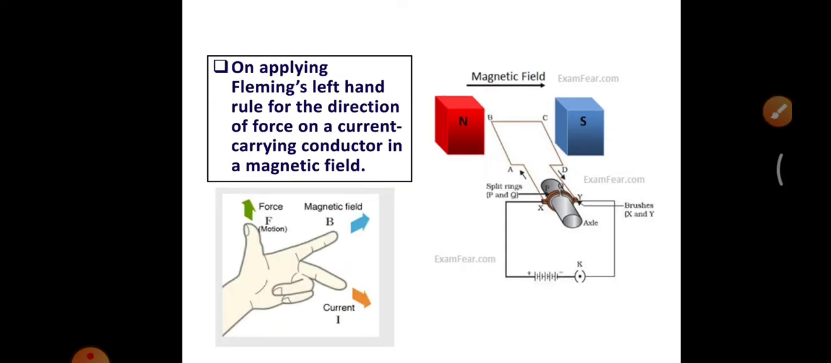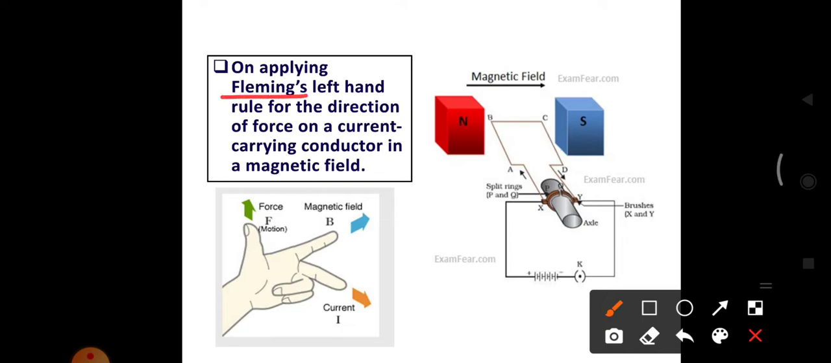On applying Fleming's left hand rule, you know that Fleming's left hand rule gives the direction of force on a current carrying conductor in a magnetic field. So here we know the magnetic field direction and current direction. Then how can we identify the force on the current carrying conductor? Using Fleming's left hand rule, we can find the force on the current carrying conductor.